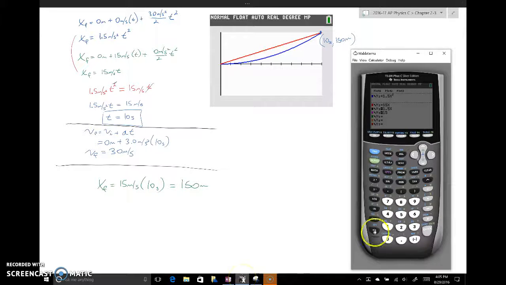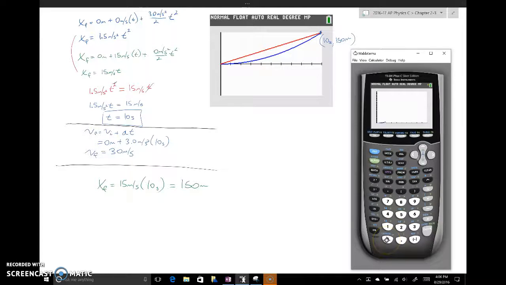Let's look at some of this with the graphing calculator. So remember the position equations for the officer and motorist were given by these two. So we're going to have the officer here and the motorist here, 15t and 1.5t squared. Let's go to zoom fit.